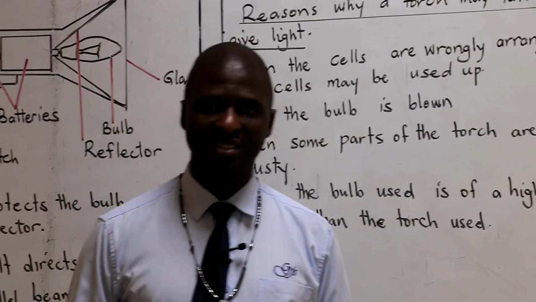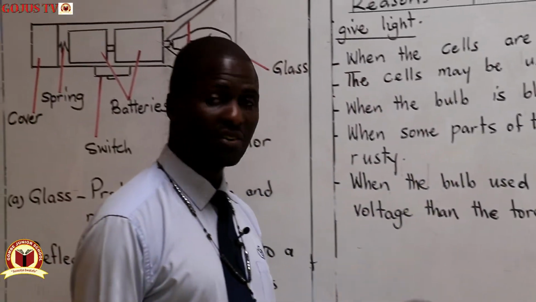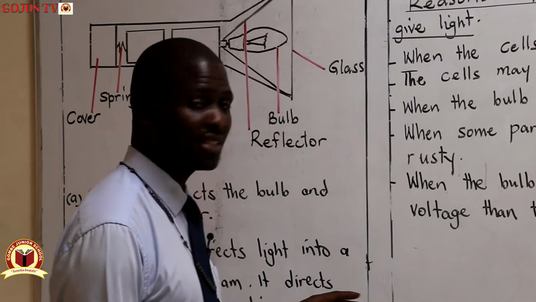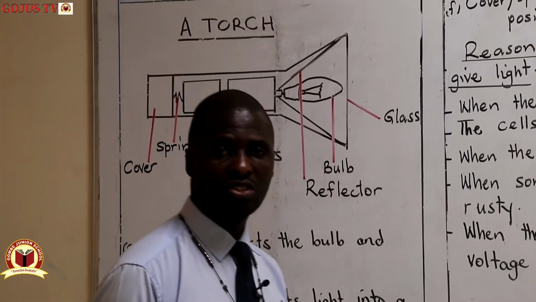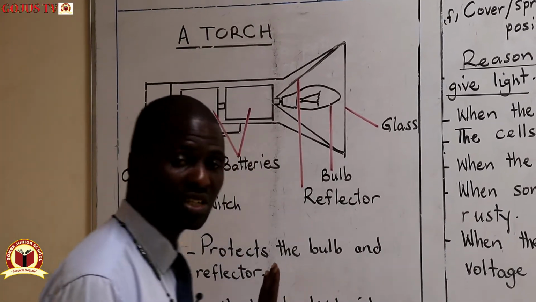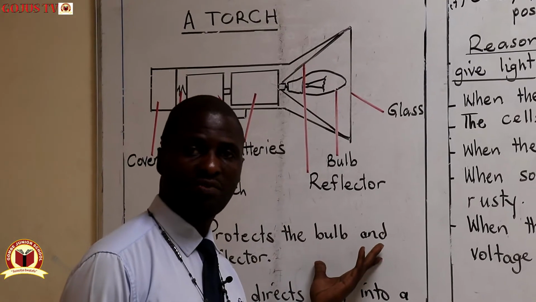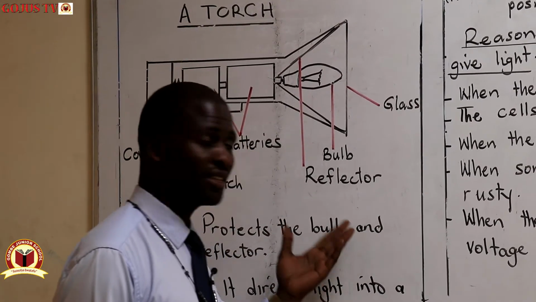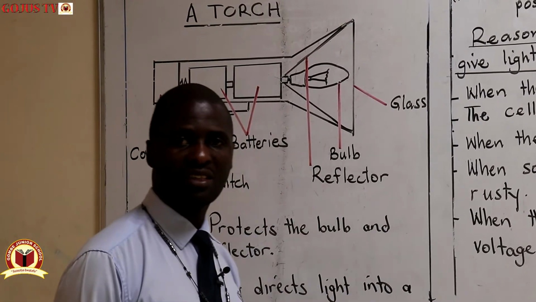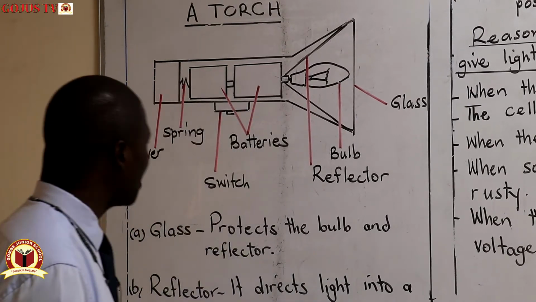Dear candidates, you're most welcome once again for our science lesson. This time we are looking at a torch. A torch uses electricity that is got from batteries or dry cells. So that's why we are bringing it under this topic, electricity.